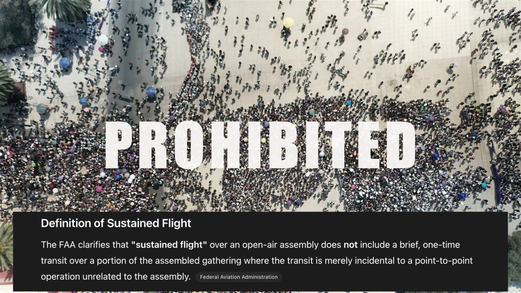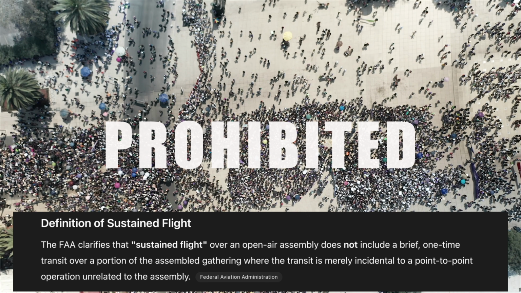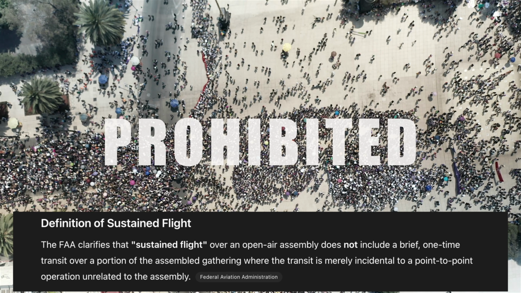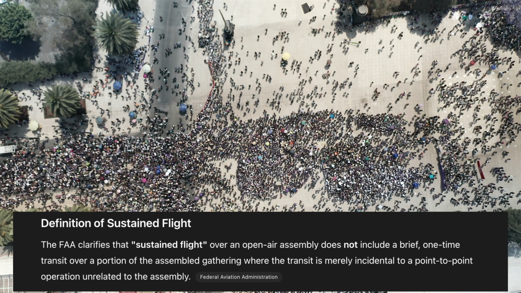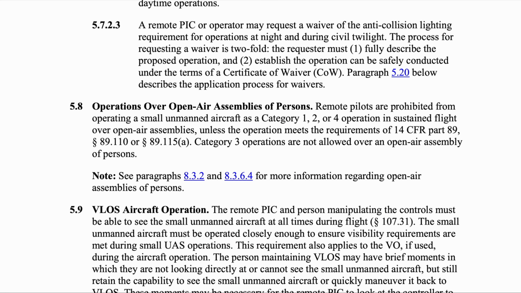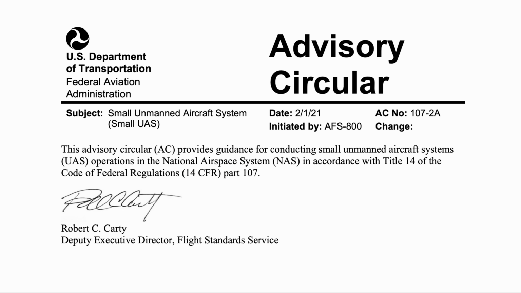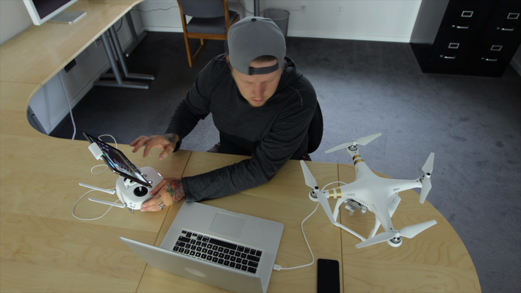And what they're referring to when they say sustained flight is that you can't just hover or float your drone over people. It has to be constantly moving in motion. You can't hover over people no matter what category you're flying in. It says that right here on the advisory circular. Prohibited.